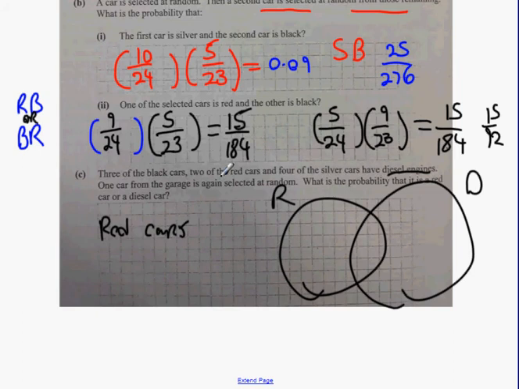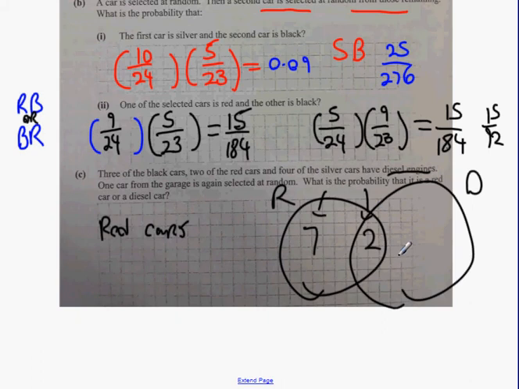2 of the cars are diesel and red. How many red cars do we have in total? We have 9 in total, don't we? But 2 of them are diesel. So 7 are red only. 2 of them are red and diesel.